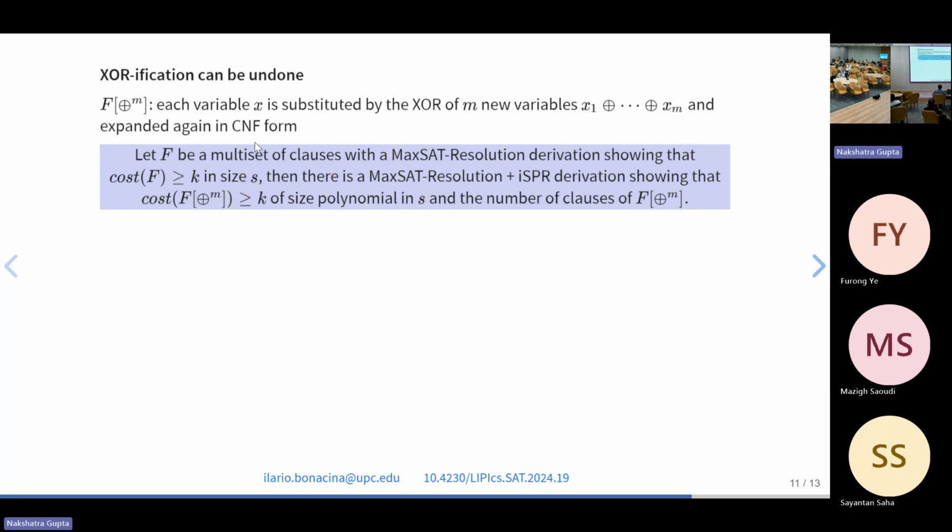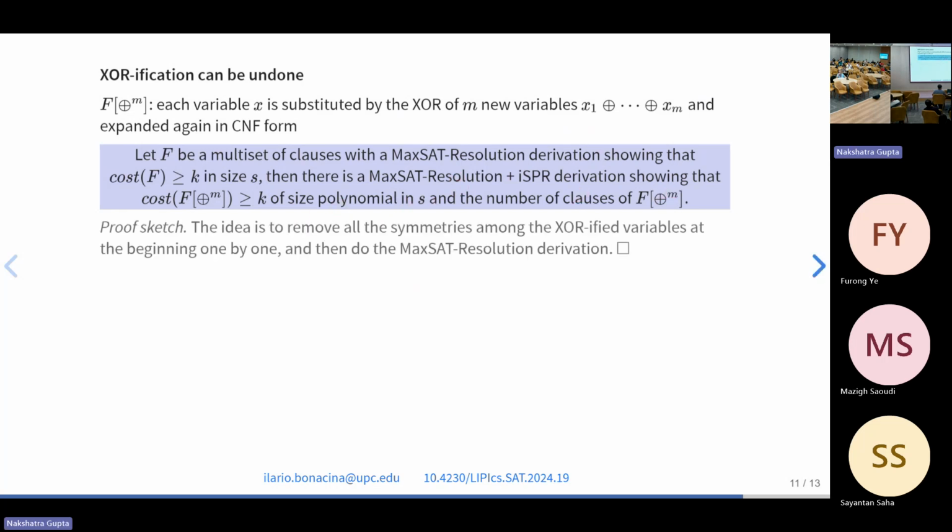So basically, the result is saying that if you start with a formula that is easy for MaxSAT resolution, so in MaxSAT resolution it's easy to certify that the cost is at least k, then if you use MaxSAT resolution plus ISPR, now the weaker system, you can also certify that the cost is at least k, in size polynomial in the original one and the number of clauses. And here it's even simpler. The idea is just to remove all the symmetries at the beginning and then do the original derivation. And this is doable in this system, ISPR.